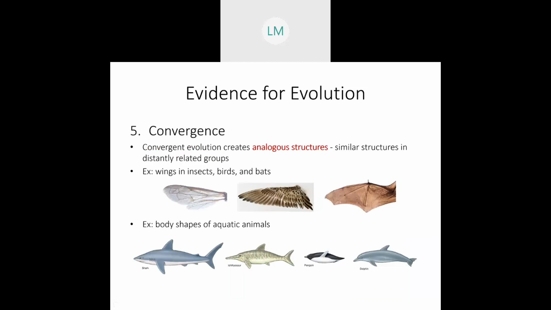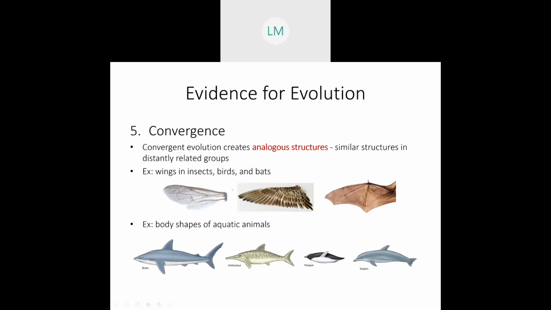Okay. This is a couple more examples, but I wanted to say that convergent evolution is creating what are called analogous structures. Okay. We talked about homologous structures. That's different. Convergent evolution is creating analogous structures. So these are similar structures from distantly related groups. So our homologous structures were different. Our analogous structures are the same structure that has evolved multiple times in different groups.